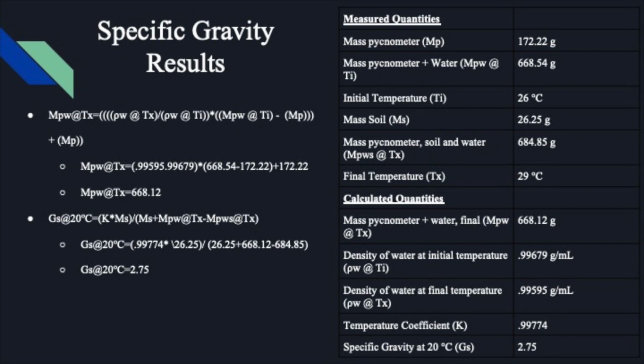We used the second table from the handout to find the initial and final temperature densities and the temperature coefficient K. We also used shown equations to calculate the mass of pycnometer plus water at final time and the specific gravity at 20 degrees Celsius.